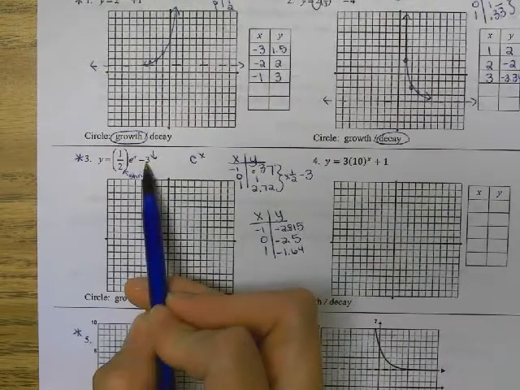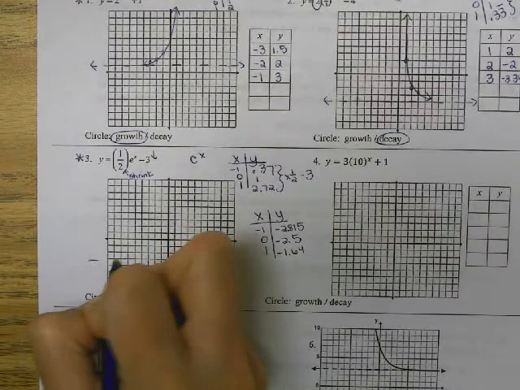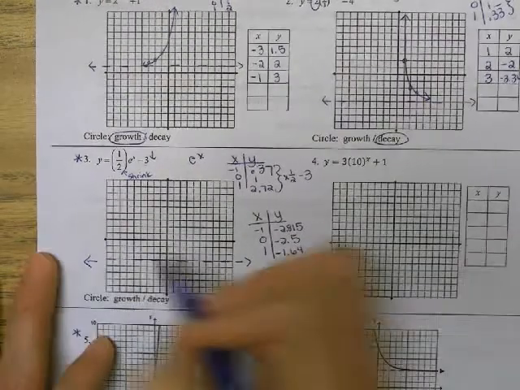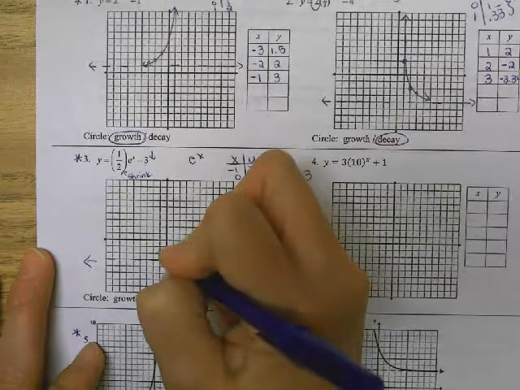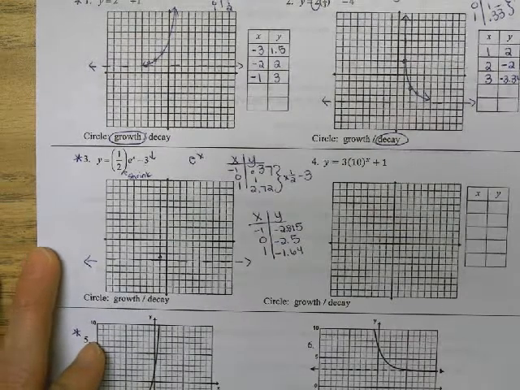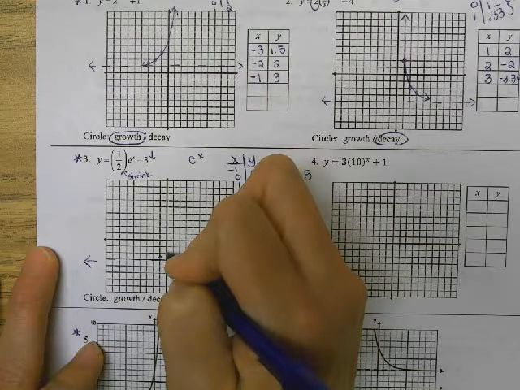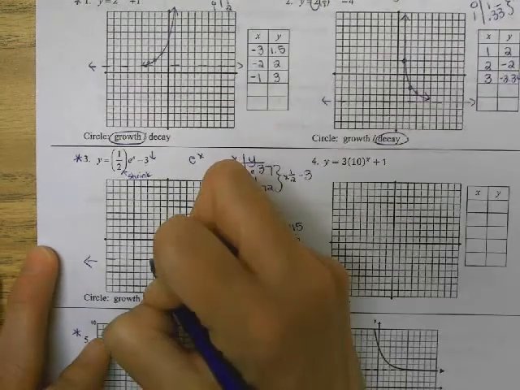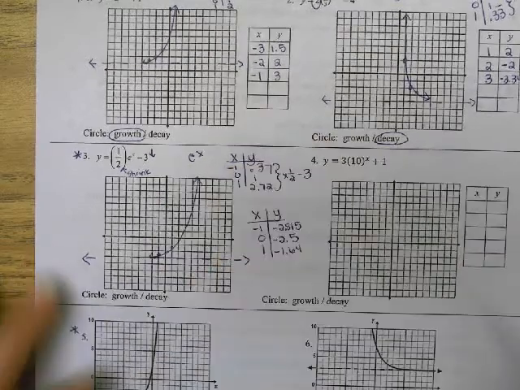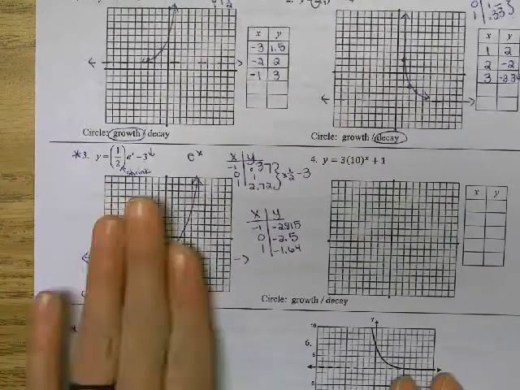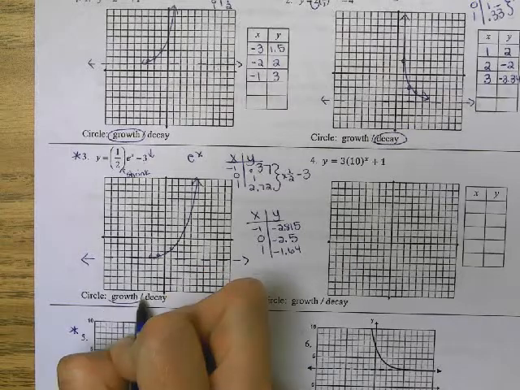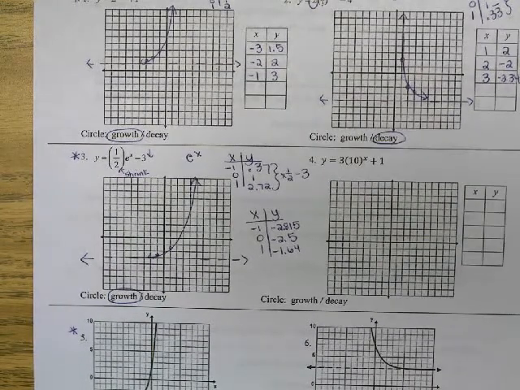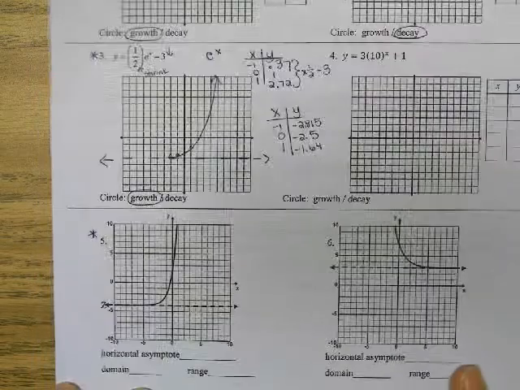Okay, so again, when we have an up or down shift, it moves my asymptote up or down. So now it's at negative 3. And I'm going to plot my points. So at negative 1, it's at negative 2.8. At 0, it's at negative 2.5. And at 1, negative 1.64. As I read my graph from left to right, it's moving away from the asymptote, so growth. Okay. So I will come back to number 4 after we've gone through the review.